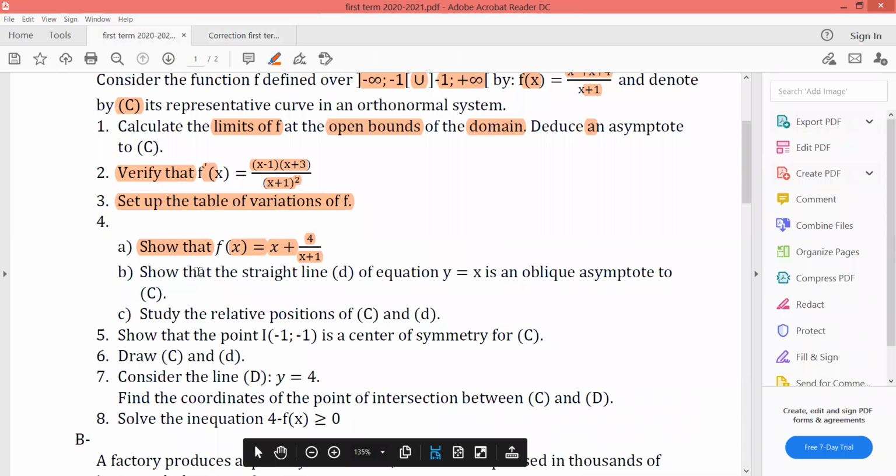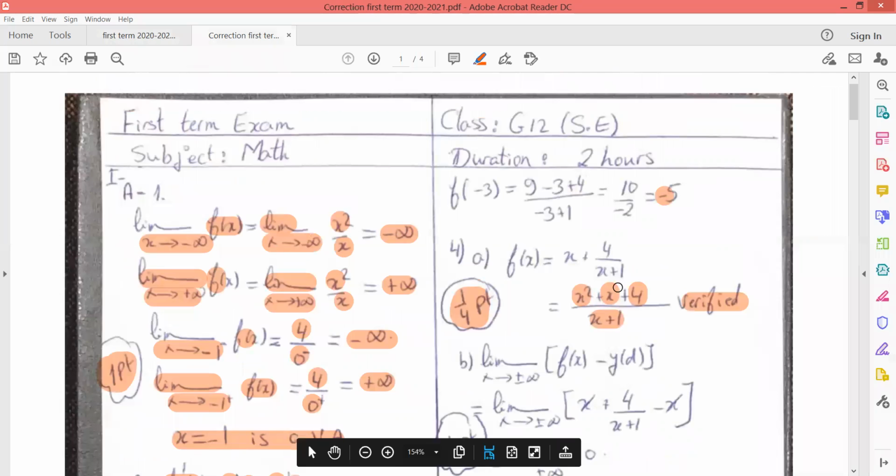Show that the line D of equation y equals x is an oblique asymptote to C. To prove an oblique asymptote, we should prove that the limit as x tends to plus or minus infinity of f(x) minus y_D equals 0. So here, f(x) minus y_D.